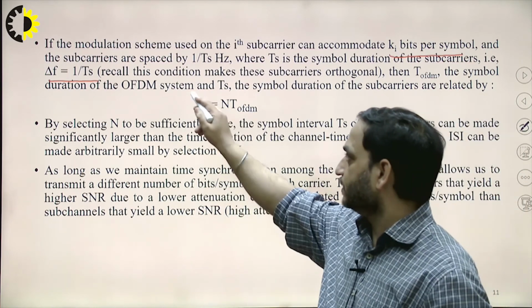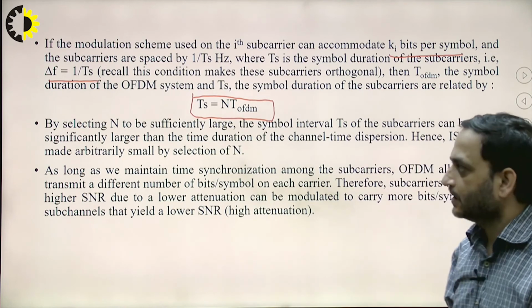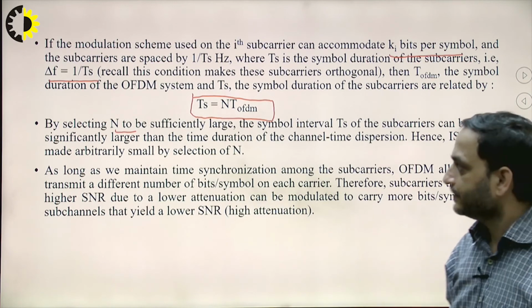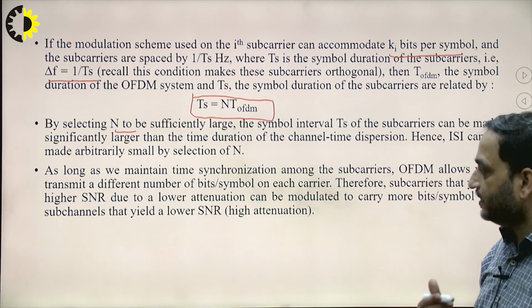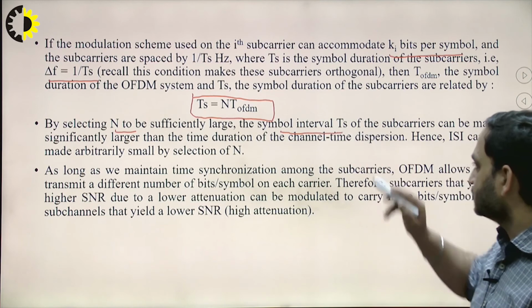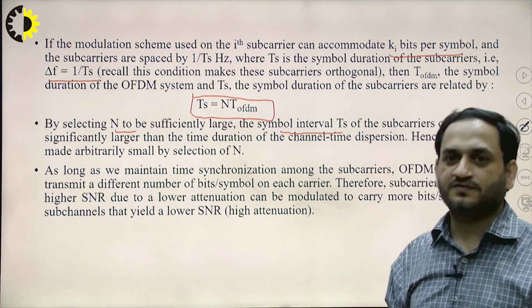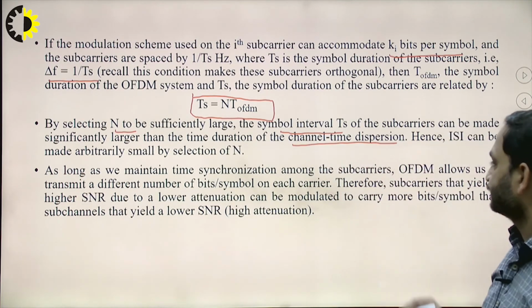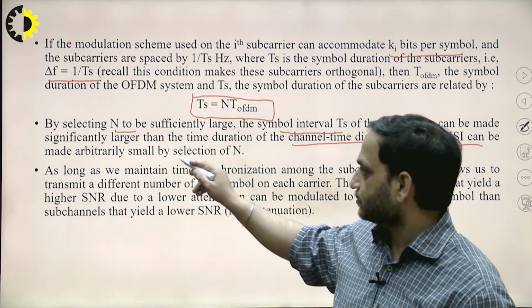So this value will become Ts = N × T_OFDM. We have to select the value of N sufficiently large so that the narrowband can be obtained. In that case, the symbol interval Ts of the subcarrier can be made sufficiently larger than the time duration of the channel time dispersal. This is a very important point. In this case, the ISI can be made arbitrarily small by selection of the value of N.